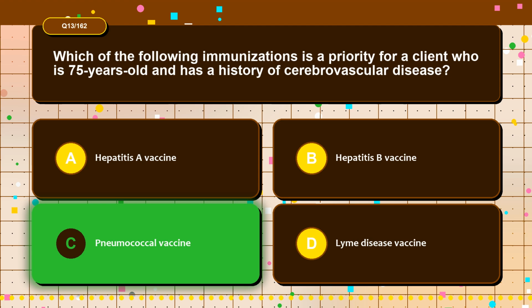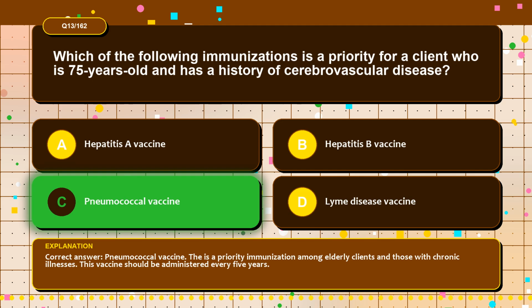The correct answer is option C, pneumococcal vaccine. This is a priority immunization among elderly clients and those with chronic illnesses. This vaccine should be administered every 5 years.